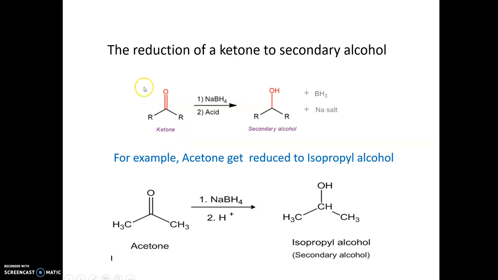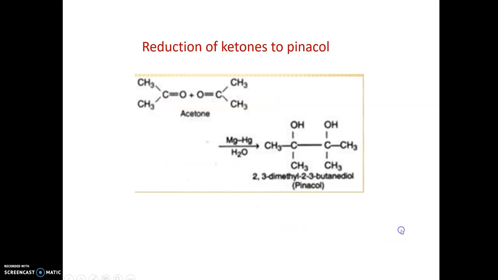The next thing is the reduction of a ketone. It results in a secondary alcohol. Here the reducing agent is sodium borohydride. For example, when we take acetone with sodium borohydride as a reducing agent, the corresponding secondary alcohol, that is, isopropyl alcohol, is formed, and the mechanism remains the same.